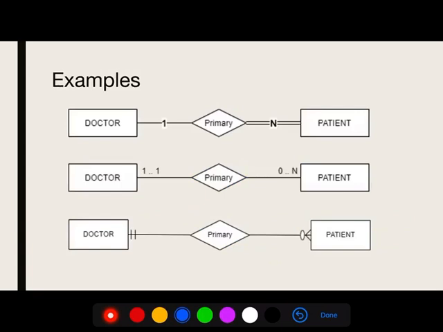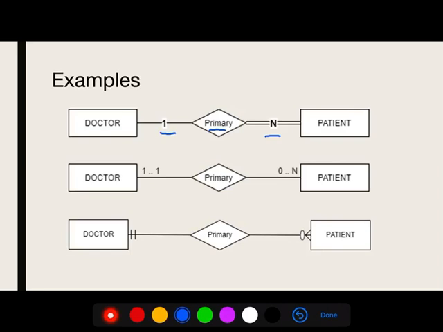So first one, Chen. So one doctor may have many patients assigned to it as the primary doctor. And notice that this word primary, it's not a verb, just for shorthand, because we could say doctor is primary doctor of patient, and then it would be more of a verb, but let's just say primary. So the cardinality is 1 to n, because a patient is only related to one doctor, their primary doctor.